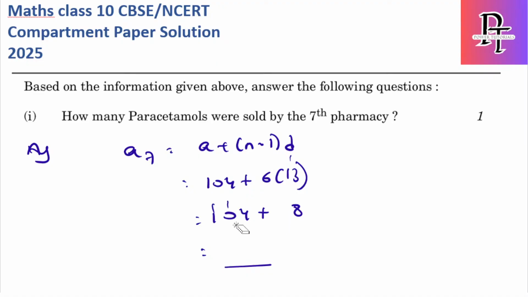This mistake, let's correct it. 6 3s are 18, 6 1s are 6, so 7s. 104 plus 78, so it becomes 4 plus 8 is 12, 7 plus 1 is 8. So 182 is the answer. Okay, let's move to the second one.